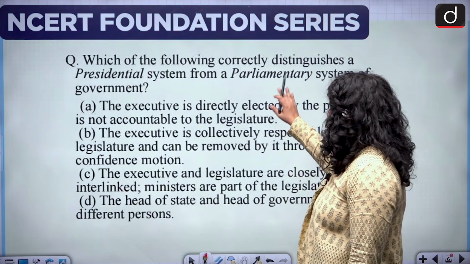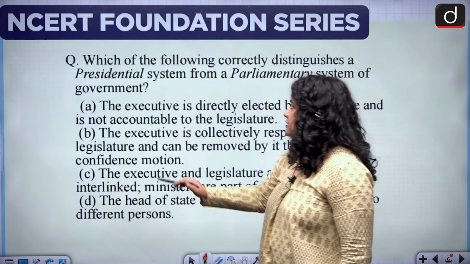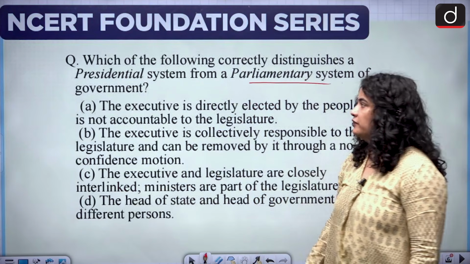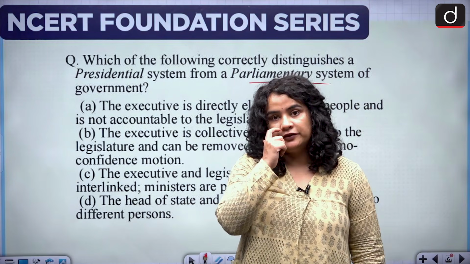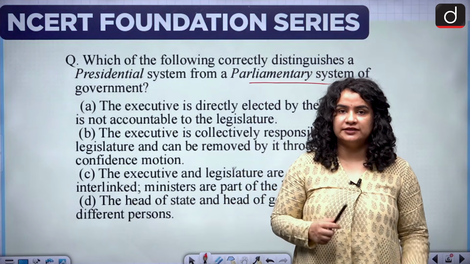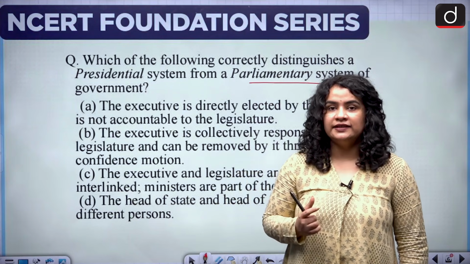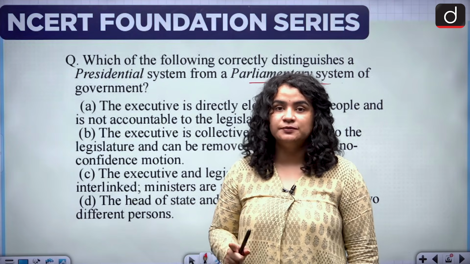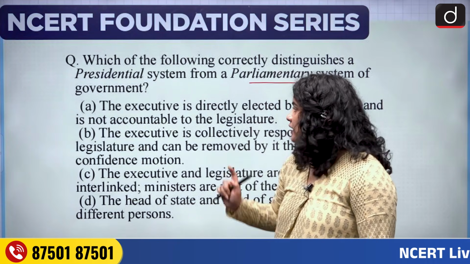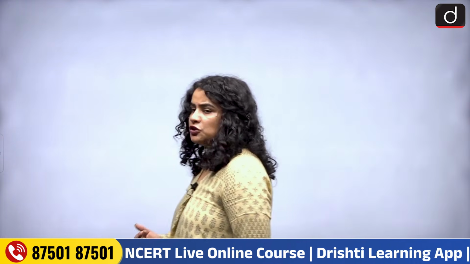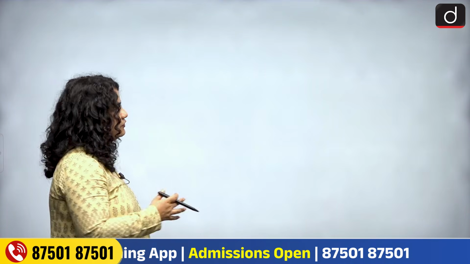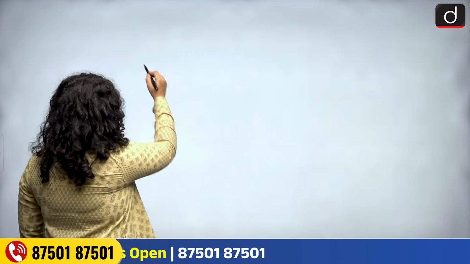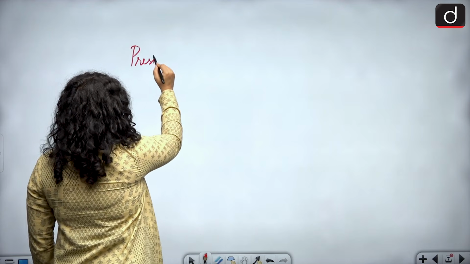Which of the following correctly distinguishes a presidential system from a parliamentary system of government? Now, we all know that India has adopted a parliamentary system of government, where the executive is responsible to the legislature. Now, let's try and understand what the different systems of government are that are prevalent around the world. Let's begin with the presidential system.